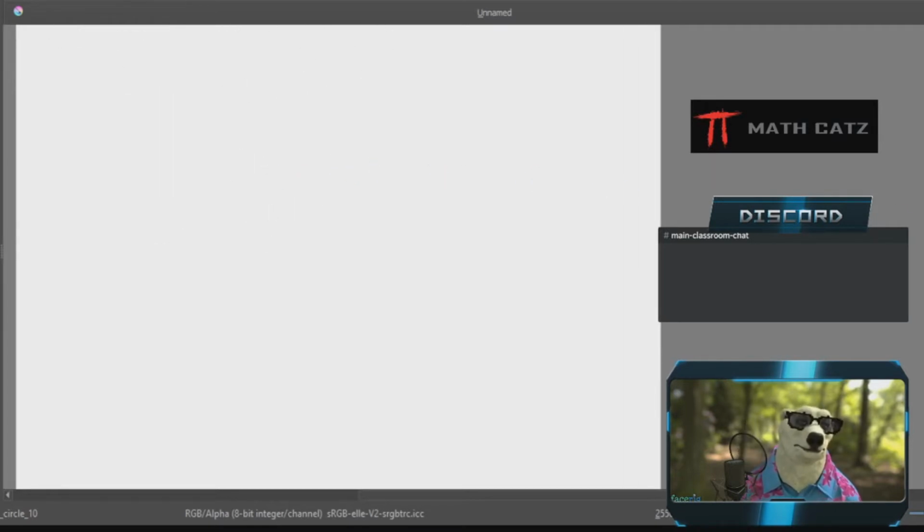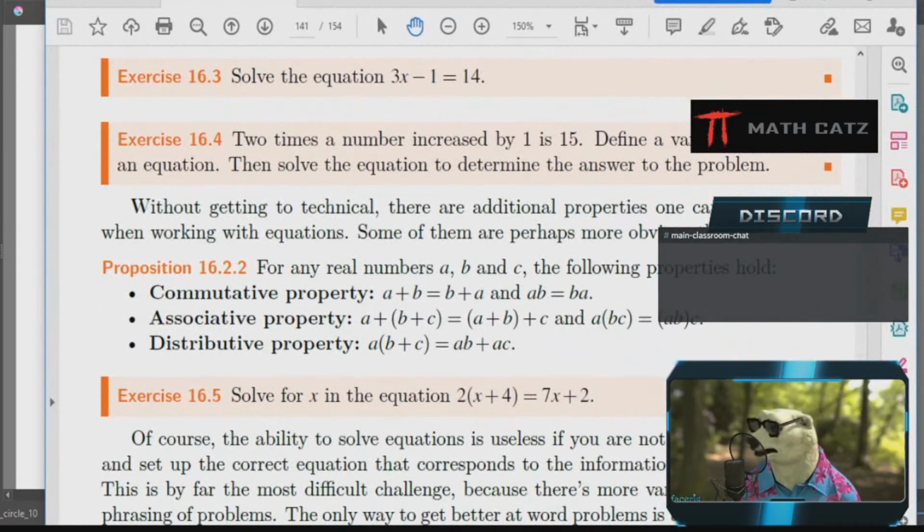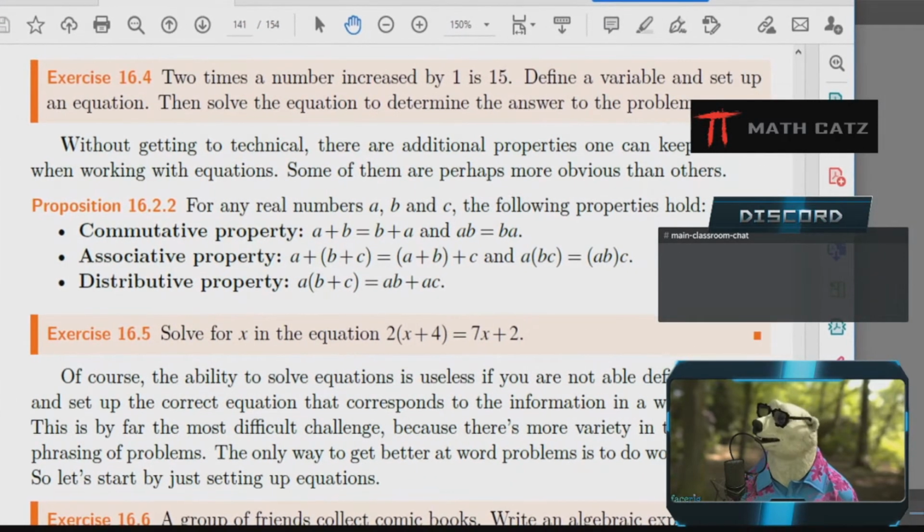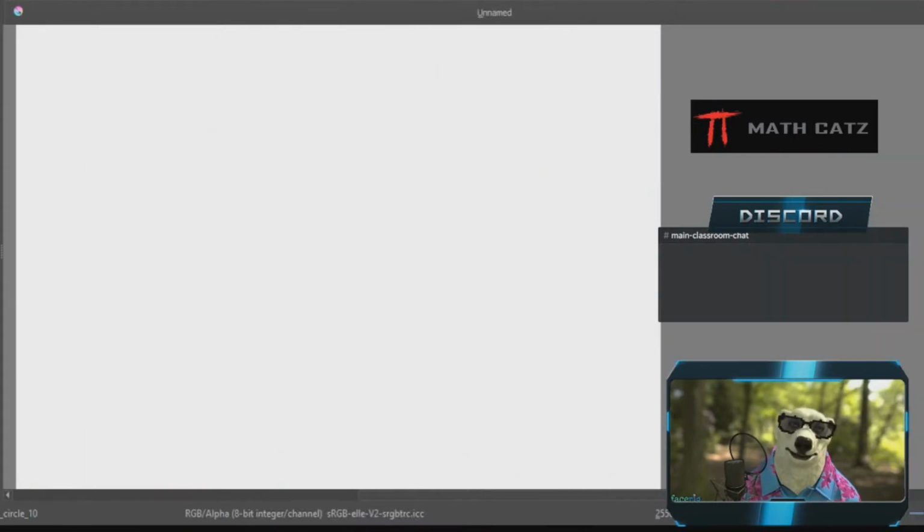Let's see. A very simple word problem, just to again emphasize the procedure I follow through literally any word problem. 2 times a number increased by 1 is 15. That's it. What's the number?